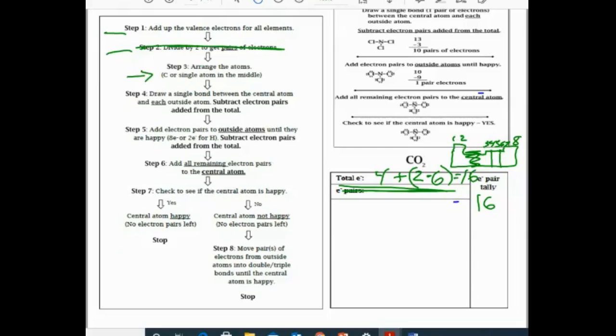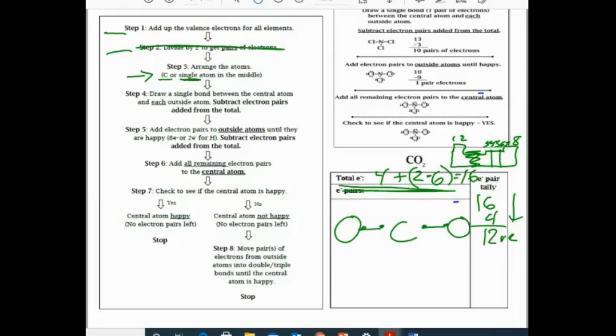Step 3, arrange the atoms. If there's carbon, put it in the middle. If there isn't a carbon, whatever you have 1 of is what goes in the middle. So in this case, I do have carbon. I have CO2. I have carbon in the middle, and I'm going to singly bond it to the only other things I have, which is 2 oxygens. Now remember, each bond is technically 2 electrons. So I've used 1, 2, 3, 4. I've used 4 of my 16. I have 12 valence electrons left. You always want to keep track of it to make sure you're doing it right. So I have 12 left.